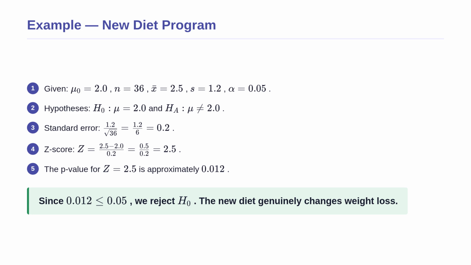First, we set our null hypothesis to 2.0 and our alternative to not equal to 2.0. We calculate the standard error by dividing 1.2 by the square root of 36, giving us 0.2. Next, we find the z-score by dividing the difference of 0.5 by 0.2, which equals 2.5. Looking this up, our p-value is 0.012. Because 0.012 is strictly less than our 0.05 threshold, we reject the null hypothesis. Physically, this means the new diet is genuinely effective.